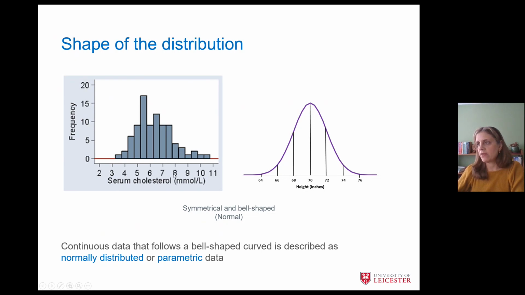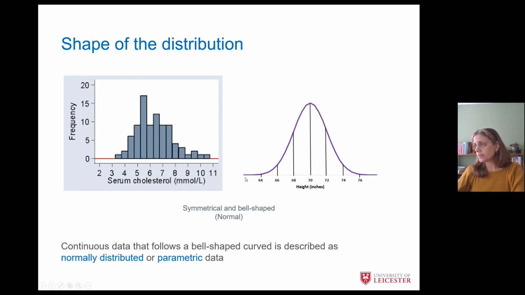So you've got serum cholesterol on your x-axis, and up on your y-axis is the number of individuals who had each of these values in your sample. So you can see, for example, those with a value of 5.5 for their serum cholesterol, it looks like there was about 17 people in your sample who took that value. And what we're looking for when we plot a frequency distribution is we're looking to see what shape this data takes. And what we really want to know is whether it follows a bell-shaped curve or not.